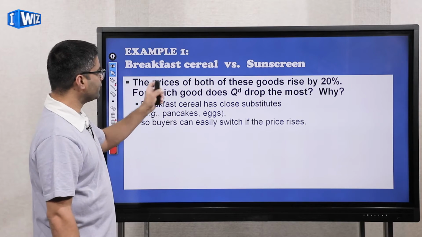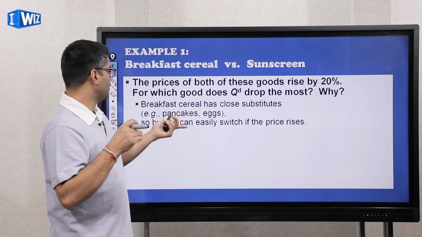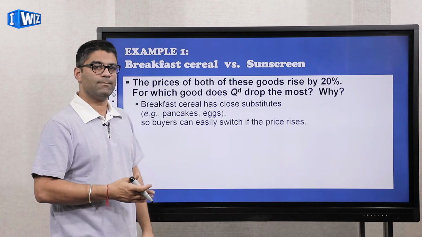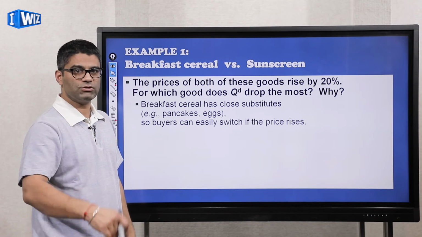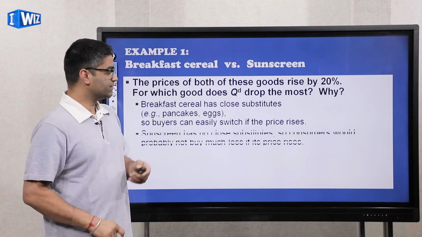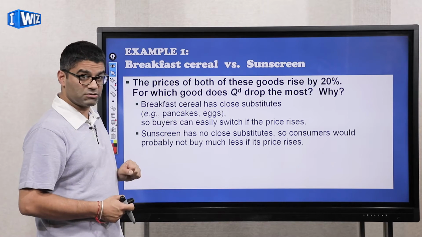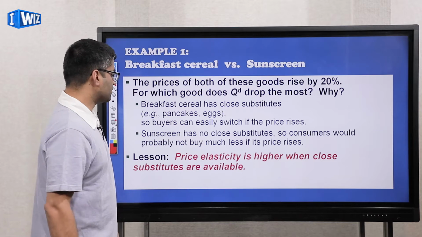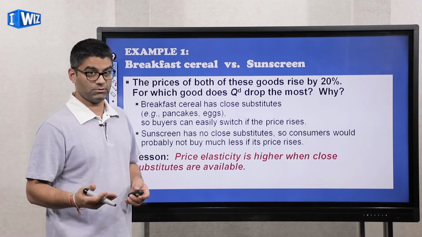So we know that breakfast cereal, you have lots of substitutes, right? You can have eggs, you can have pancakes, you can have bread, you can have lots of other things if you're not being able to buy breakfast cereal. But sunscreen, there aren't too many good substitutes. If you're going to the beach and you're going to a sunny place and you need sunscreen, there aren't too many good substitutes. So the price of both goods rise by the same amount, you'll buy a lot less of breakfast cereal versus sunscreen. All right, that's because if a good has very few substitutes, it's going to be more inelastic versus if a good has lots of substitutes.